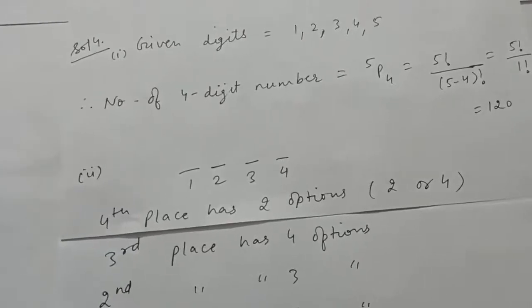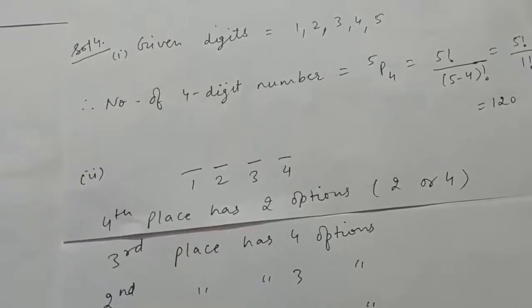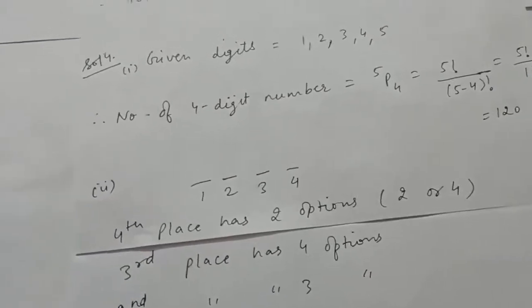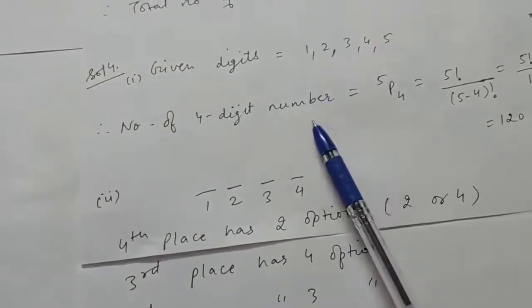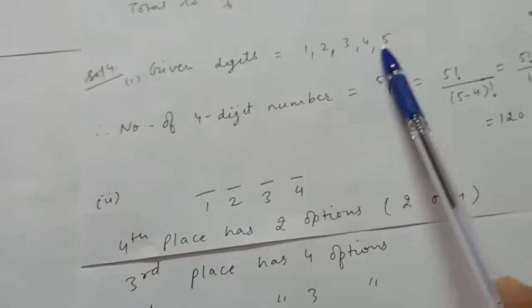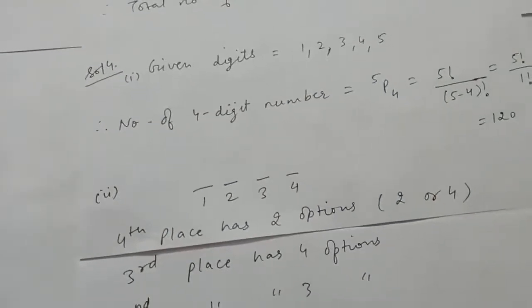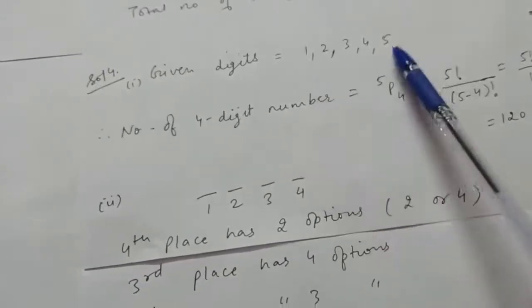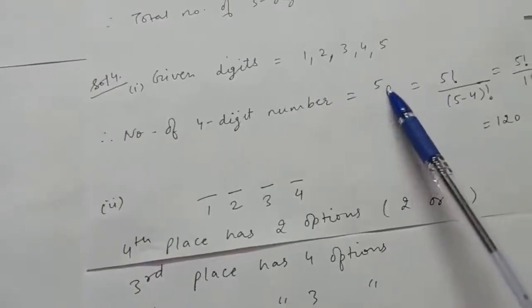They have asked how many 4-digit numbers can be formed from these digits if digits cannot be repeated. So we know the number of 4-digit numbers will be the number of permutations of 5 objects taken 4 at a time. Why? Because we are making a 4-digit number. Therefore, at a time we will need only 4 digits out of these given 5 digits. And also because digits cannot be repeated, we can apply this formula.